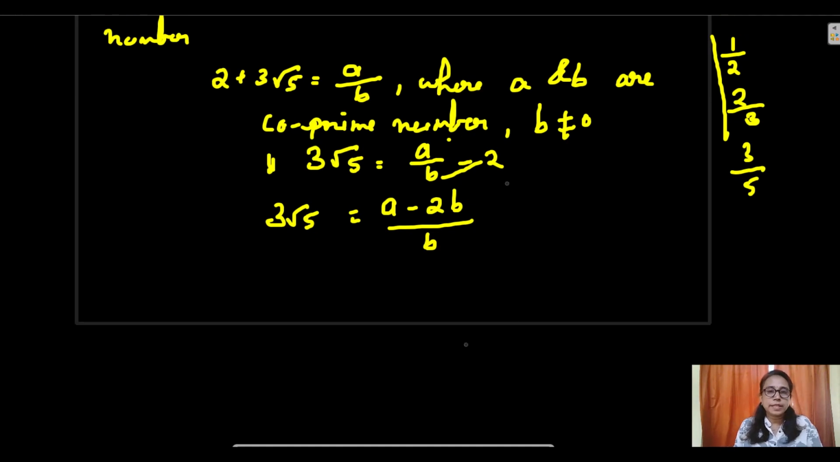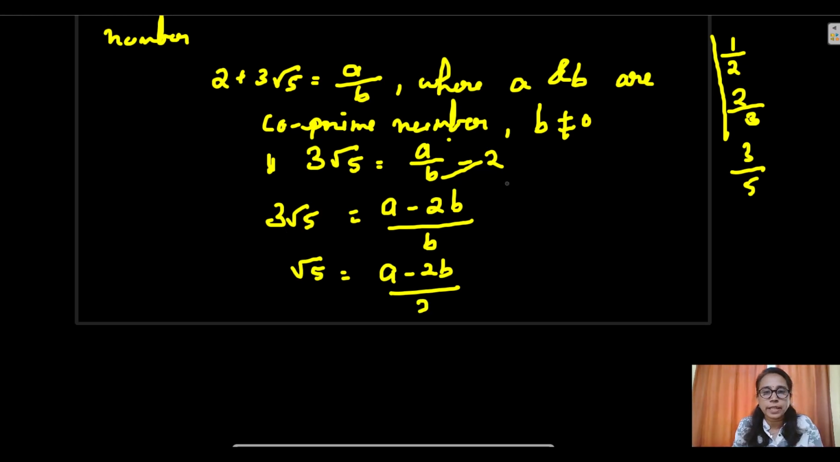Now, what is the next one? What is root 5 then? Root 5 is equal to a minus 2b by 3. 3 is multiplied with root 5, right? Left hand side we are multiplying, so right hand side will be divided, right? So a minus 2b, 3 will come down. We have learned from 8th standard how to solve all these equations, right? So root 5 is equal to a minus 2b by 3.